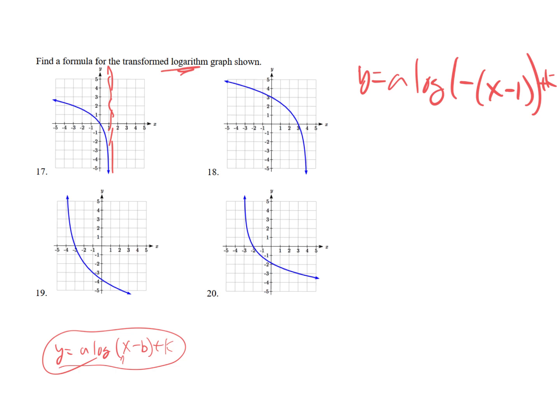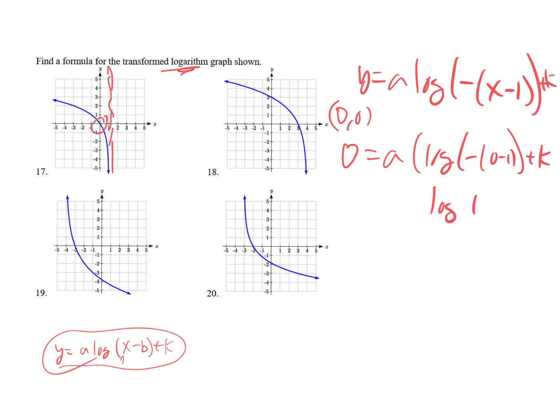One thing I do see, it has a y-intercept of 0, 0. So if I use the point 0, 0, y equals 0, a times the log of negative 0 minus 1, plus k. Well, negative negative 1 is 1. We know the log of 1 is 10 to what power equals 1? Well, that's 0. So what that tells me is that k, because a times 0 is 0 plus k, there is no up-down shift. And I verified it that way.